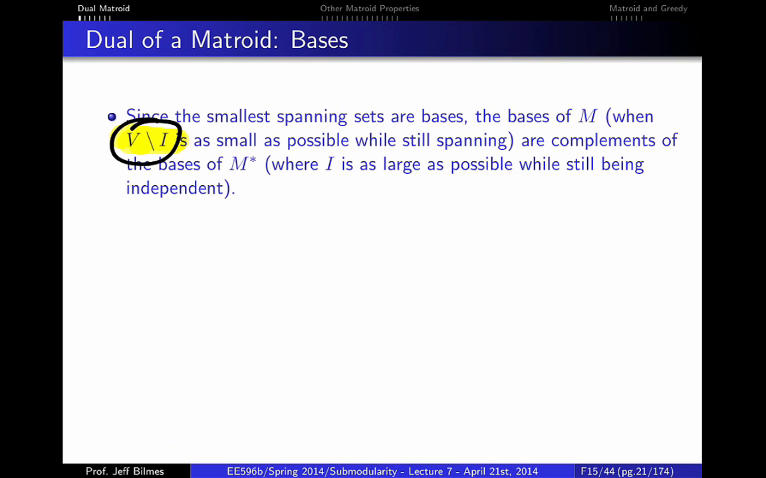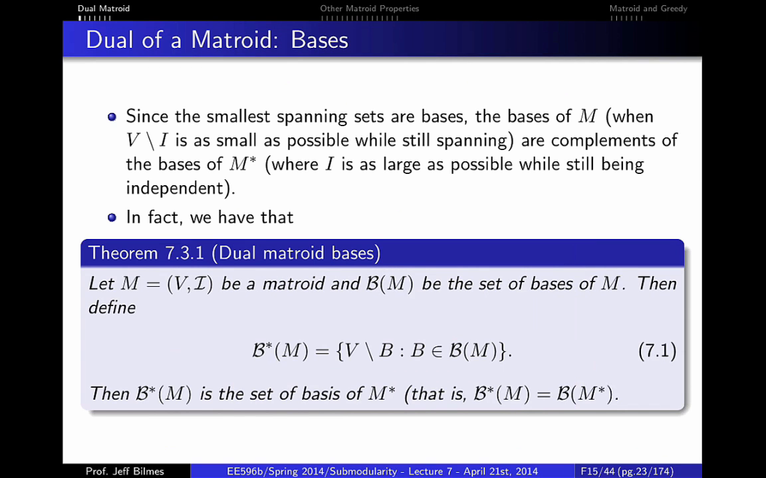Okay. Now, does everybody see that? In fact, we even have a theorem that states this. Just looking at the definition, it's fairly clear, but let's say you have a matroid M, and let's say that script B of M is defined as the bases of M. And let's define this strange function called B star of M. B star of M is all sets B complement such that B is a base of the original matroid. So basically you take all bases of the original matroid, complement them, and stick them into a set of sets: complements of bases. What that's saying is that B star of M is the set of bases of the dual matroid M star.